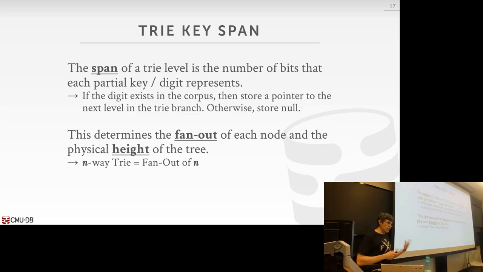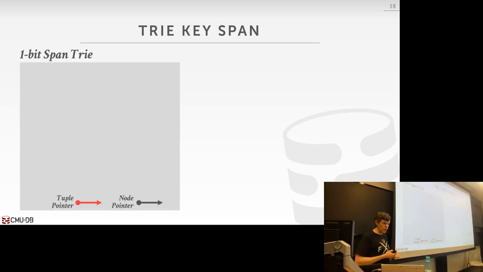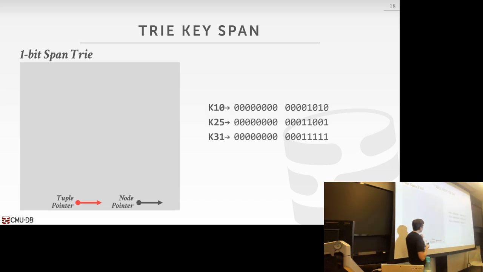So the most simple trie you can store is a one-bit trie, right? At each level, I'm going to discriminate on a digit of a single bit. So let's say I want to store these three keys: 10, 25, and 31. So it's a one-bit trie. At each level, we're going to look at one bit.